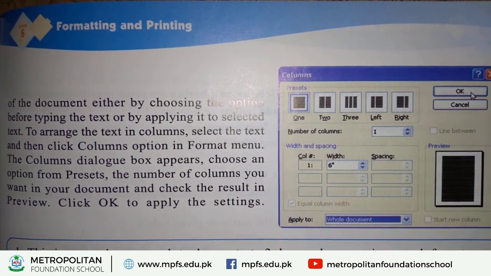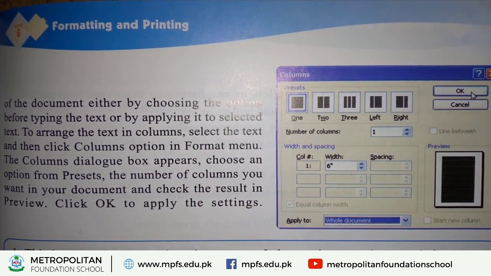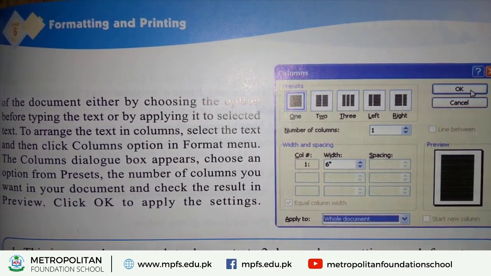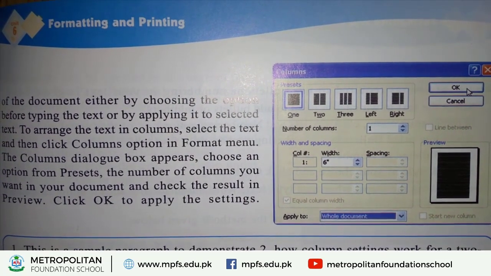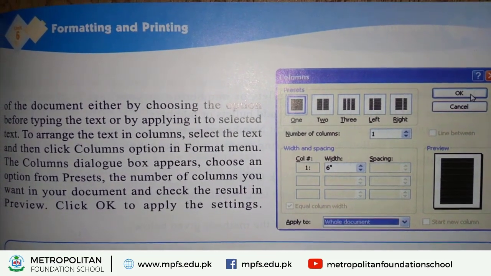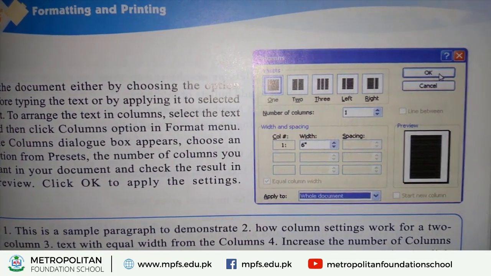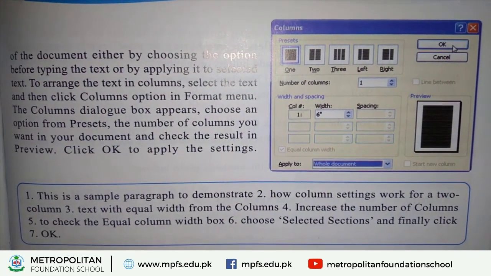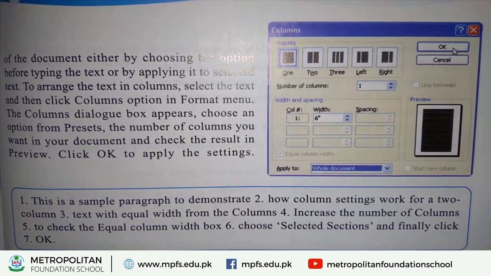To arrange the text in columns, select the text and then click the Columns option in the Format menu. The Columns dialog box appears. Choose an option for the number of columns you want in your document and check the result in the preview. Click OK to apply the setting. Now see the dialog box, it's open. Here are the columns. Now you should select the columns. How many columns do you want? And after that click OK.